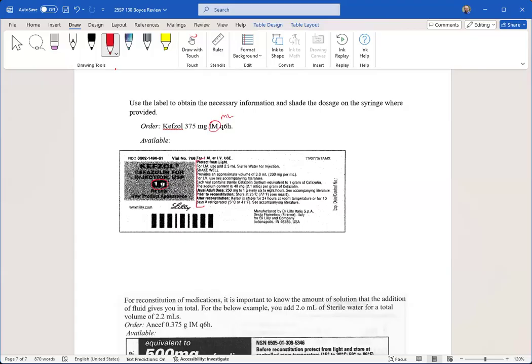It tells you for intramuscular use, add 2.5 milliliters sterile water, shake well. That'll give us a total volume of approximately 3 milliliters. And what we're looking for is right here. That 330 milligrams per milliliter is what you're looking for. That's your concentration for solving this particular problem.